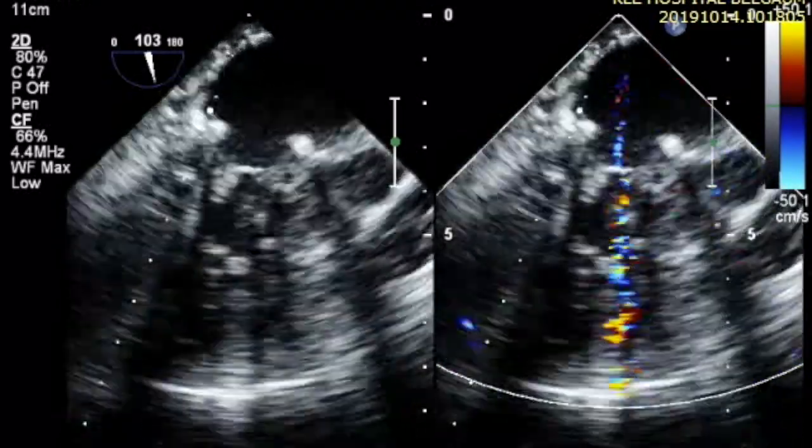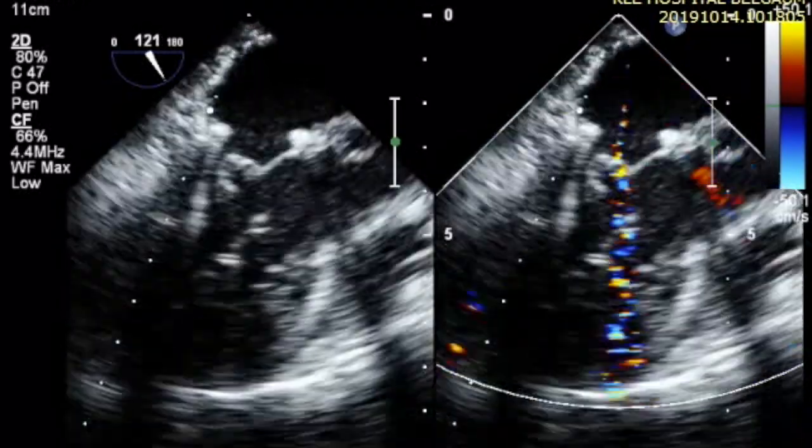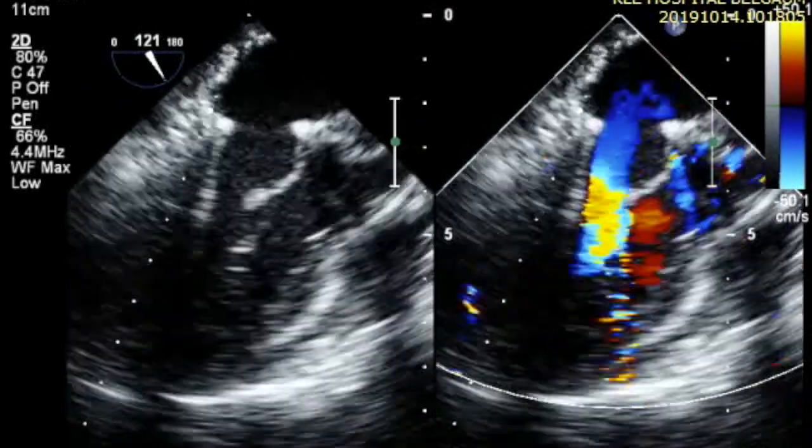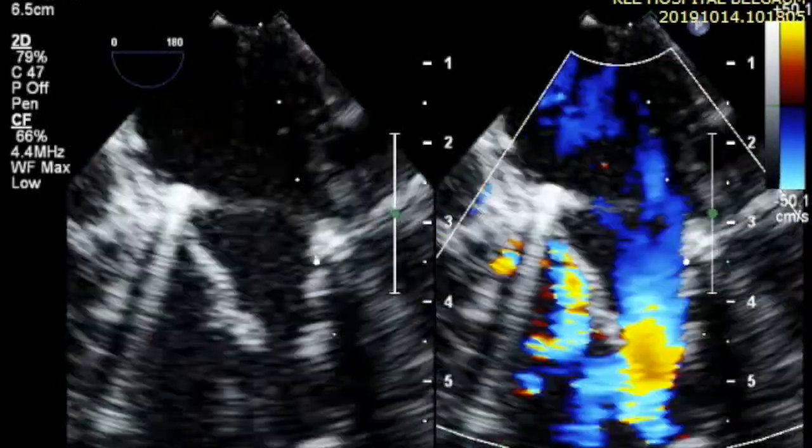Postoperative echo shows a competent mitral valve without any residual mitral regurgitation or any stenosis, with a coaptation height of around 7 to 8 millimeters.